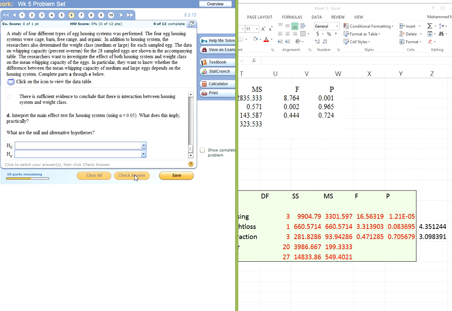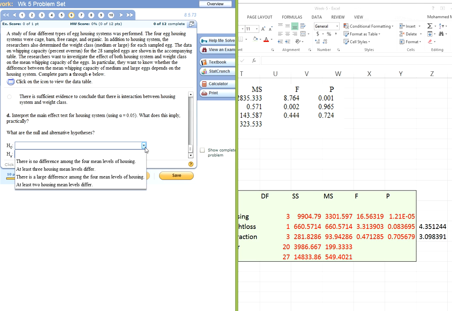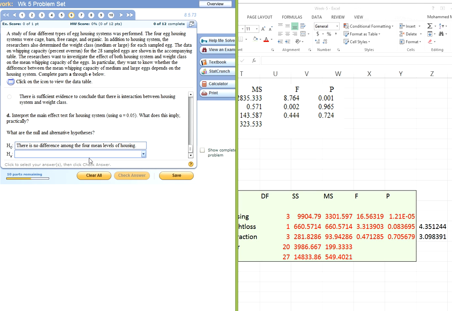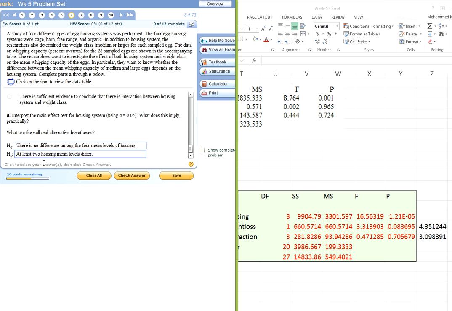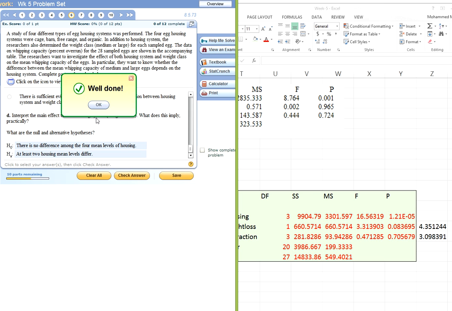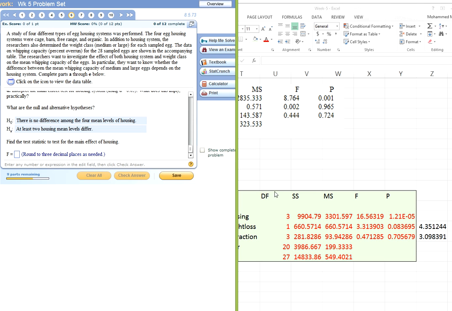So continue. Null hypothesis for the main effect: there is no difference among the four levels of housing. The alternative hypothesis: among the four levels of housing, at least two housing means differ. Check. Yes. Okay. So what is the F value?